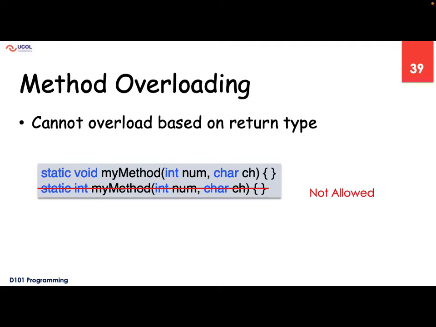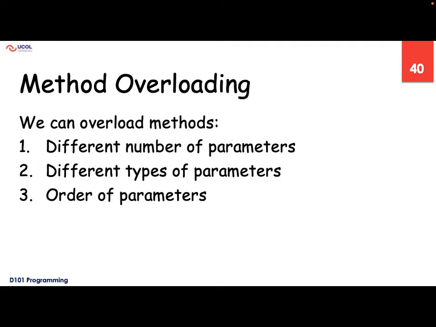So, we can only overload the methods on the type of the parameters, or the number of parameters: 1 parameter, 2 parameters, 3 parameters, 4 parameters, yes, we can do that. Or the order of the parameters based on the type, yes, but not on the return type. We cannot overload the methods on the return type. Is it clear? Not allowed.